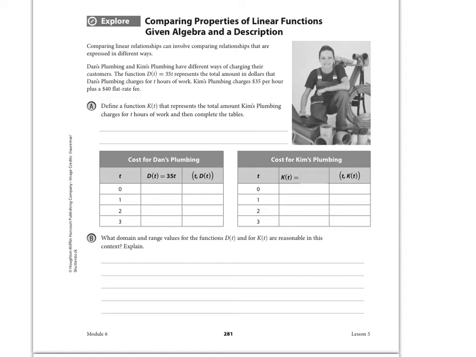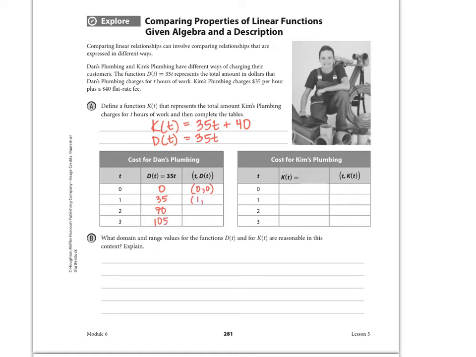So for Kim, k of t is going to be $35 per hour, because t is hours, plus a $40 flat rate fee. And that's compared to Dan's. I'm going to write Dan's here just for reference. They've already given it to us right up above, and it's just d of t equals 35t. All right, so for 0 hours, Dan's is going to be $0. For 1 hour, it's going to be $35. For 2 hours, it's going to be $70. And for 3 hours it's $105.